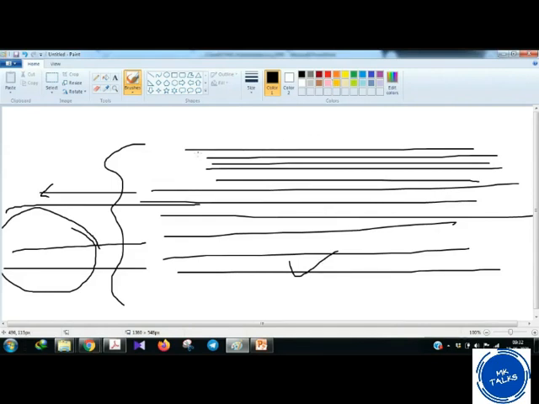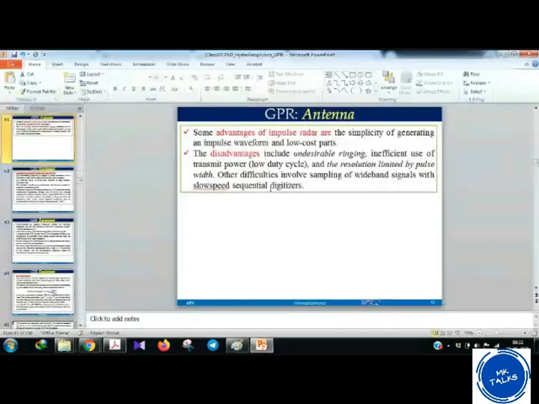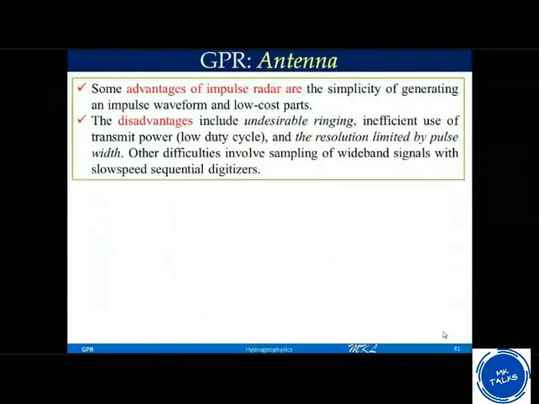So due to this ringing you cannot see what's below this data. So generally we have to remove ringing by some processing technique, but it is not desirable that you get ringing during field work. Okay. So the disadvantage here is the ringing, and I'll discuss the ringing more with some examples. And there is inefficient use of the transmit power, low duty cycle, and the resolution limited by the pulse width. Other difficulties involve sampling of wideband signals with a slow speed sequential digitizer.